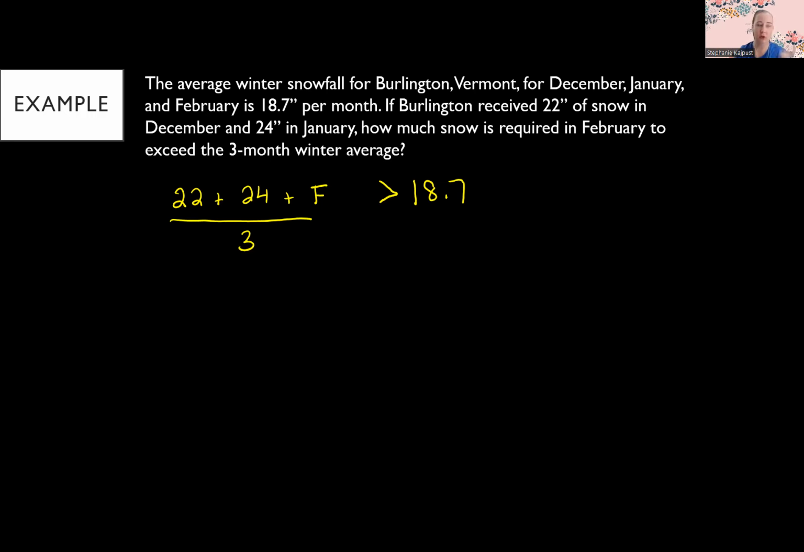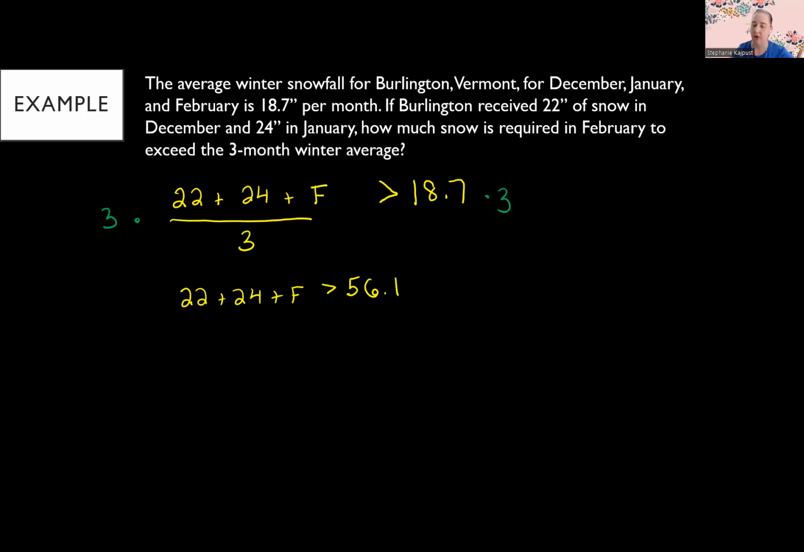Whenever you're solving with fractions, you want to eliminate the fractions. So you multiply both sides by the denominator. We're going to multiply both sides by 3. And when you're multiplying by a positive number, you don't have to worry about changing the inequality. So that gives us 22 plus 24 plus F is greater than, pulling out my calculator, 18.7 times 3, 56.1.